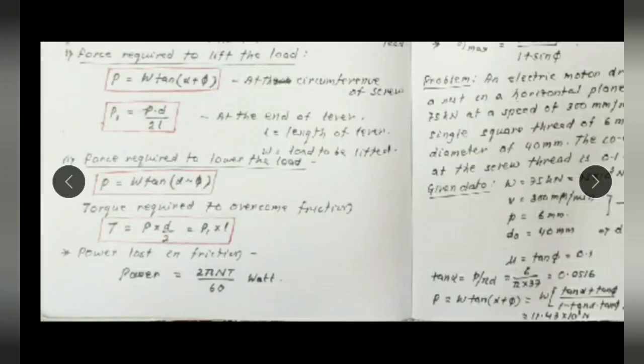Next, power lost in friction. The power equals 2 pi N T by 60. When torque is in Newton meter and N is in RPM, then power will be in watt. Instead of this formula, we can also use power equals T into omega, where omega is the angular velocity, and omega equals 2 pi N by 60.